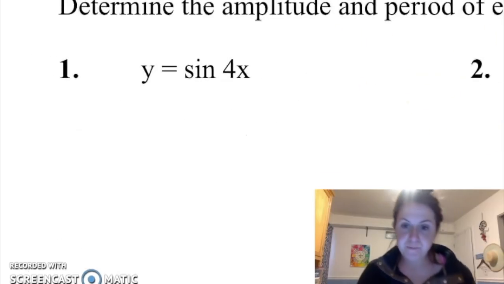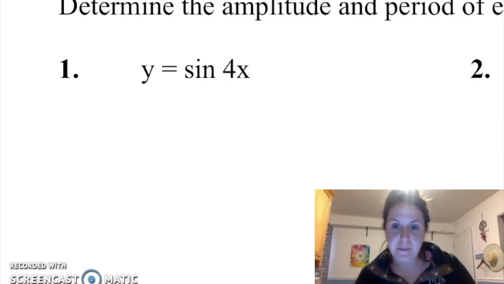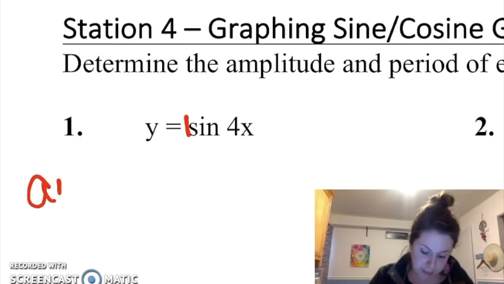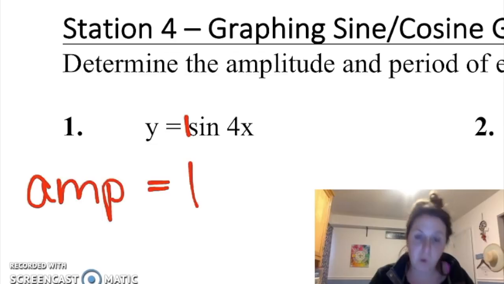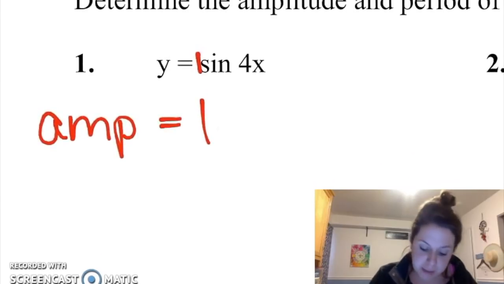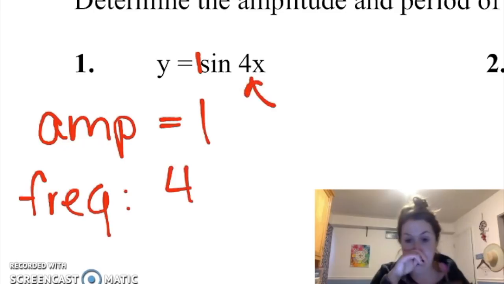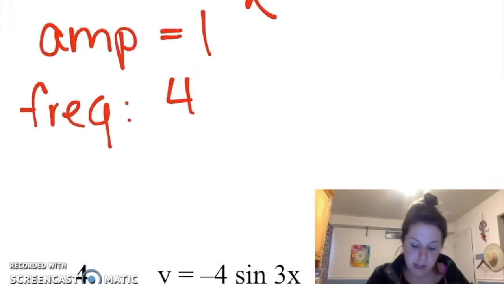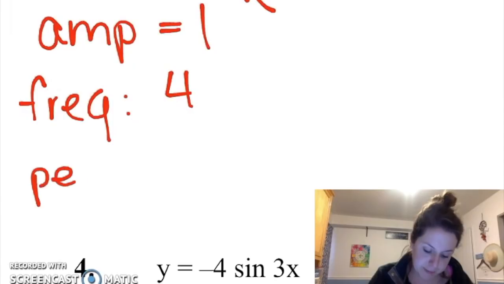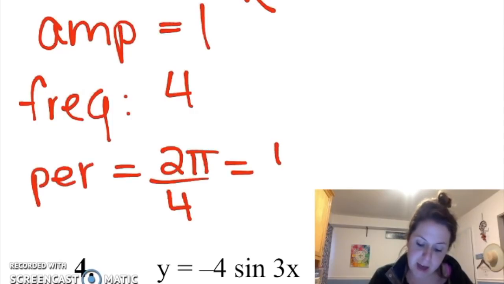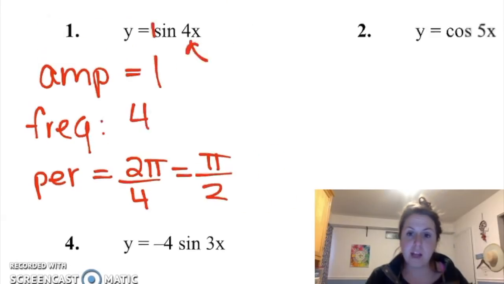So on this one, I want the amplitude and I want the period. Remember that there is an unwritten 1 out here, so the amplitude of this curve would be 1. Now the frequency here is 4, which means from 0 to 2 pi we would fit 4 curves. So the period is going to be 2 pi over 4, which is pi over 2. And hopefully that makes sense.